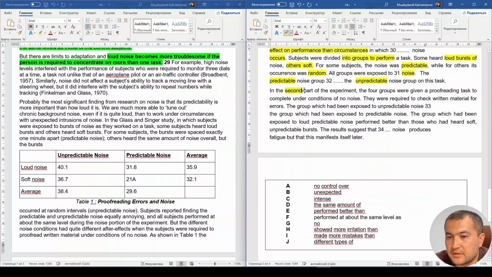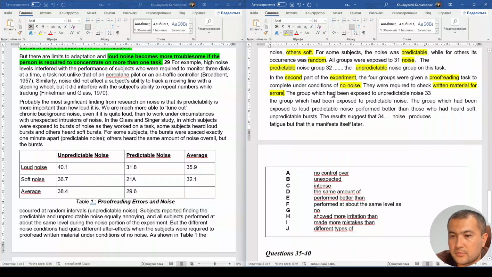And in the second part of the experiment, the 4 groups were given a proofreading task to complete under conditions of no noise. They were required to check written materials for errors. The group which had been exposed to unpredictable noise, something group which had been exposed to predictable noise, I think we may need somehow a verb expression here, right? The group which had been exposed to loud predictable noise performed better than those who had heard soft unpredictable bursts. The results suggest that adjective, right? We need adjectives. Noise produces fatigue, but this manifests itself later.